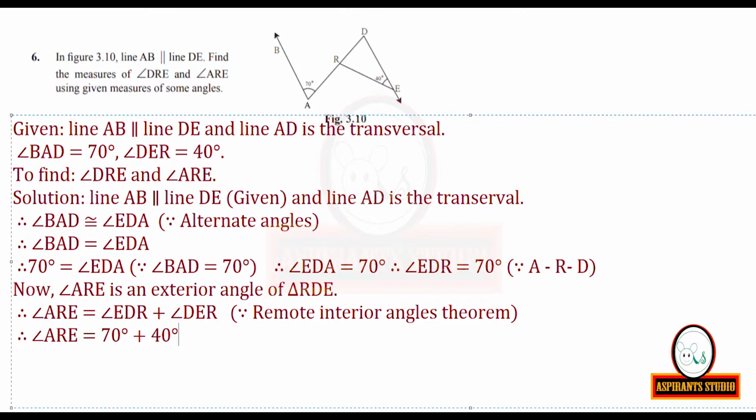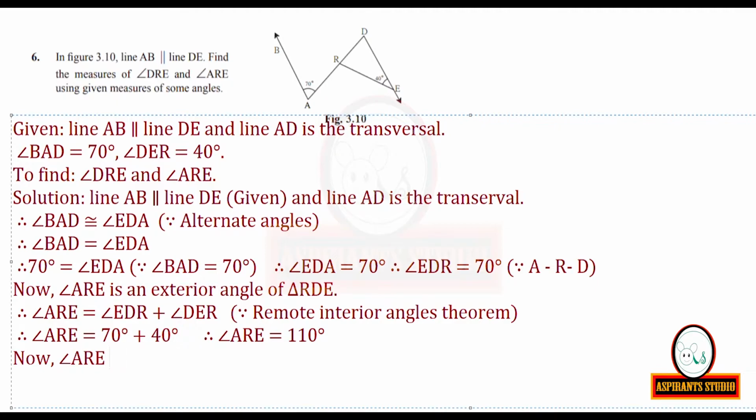Now, substitute the values over there. So, measure of angle ARE is equal to 70 degrees plus 40 degrees. Therefore, measure of angle ARE is equal to 110 degrees.